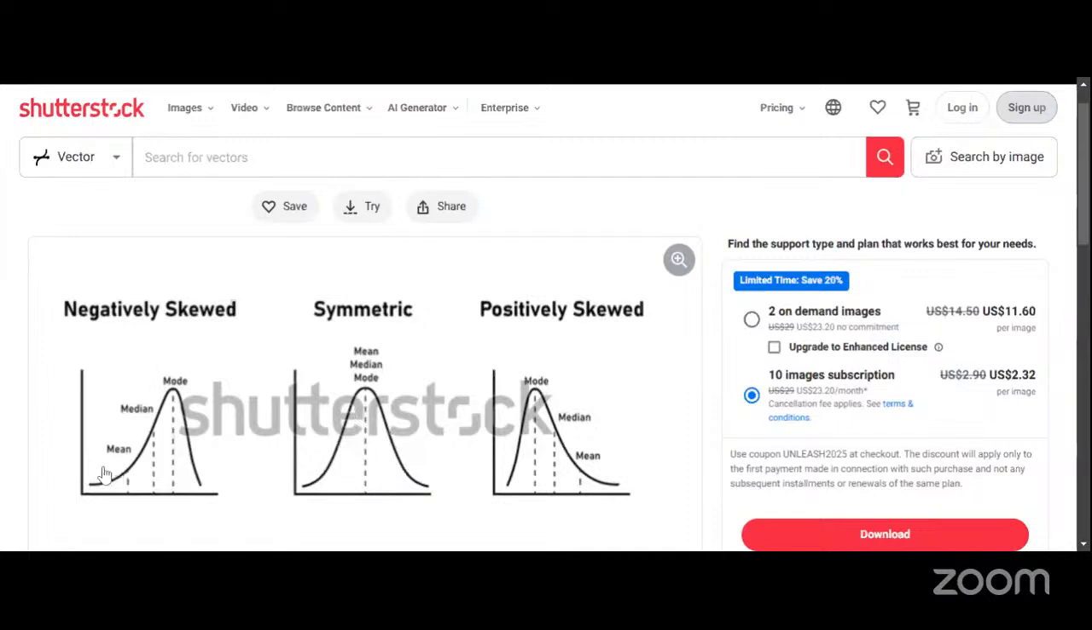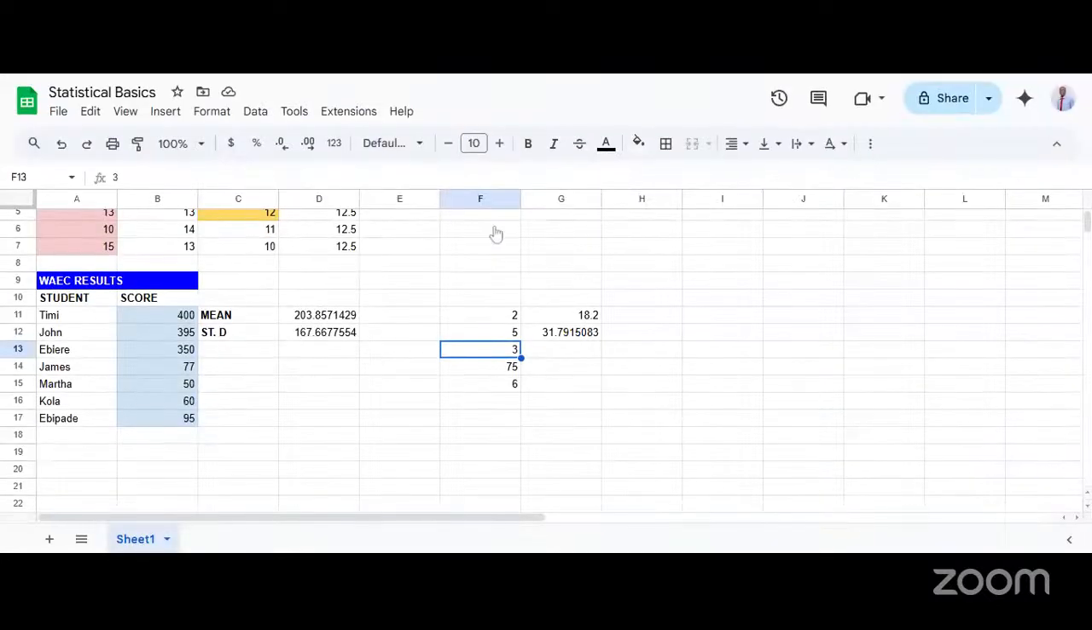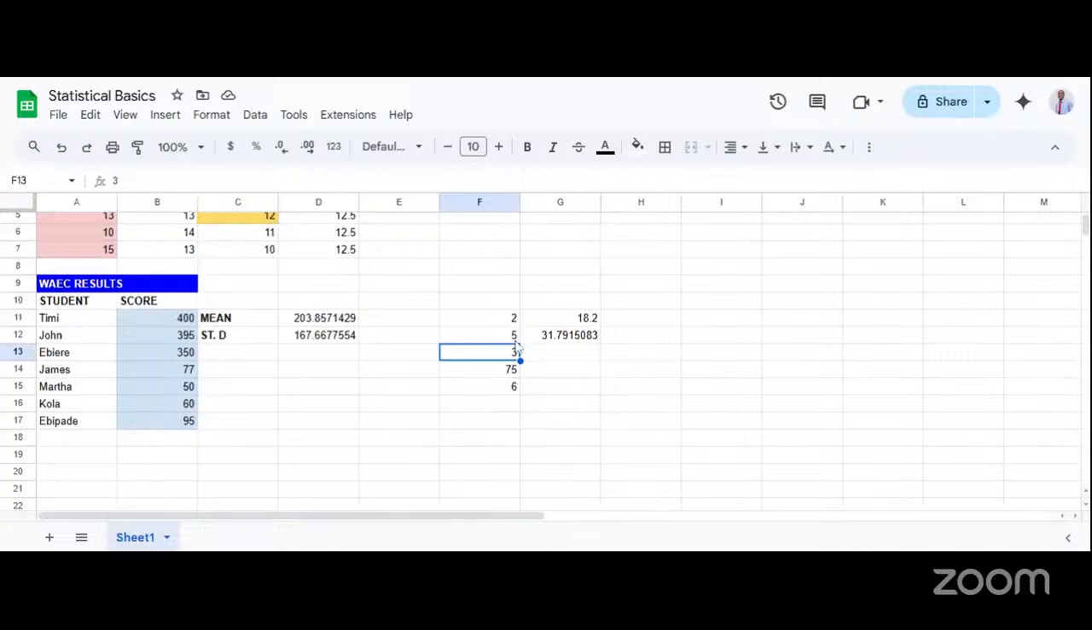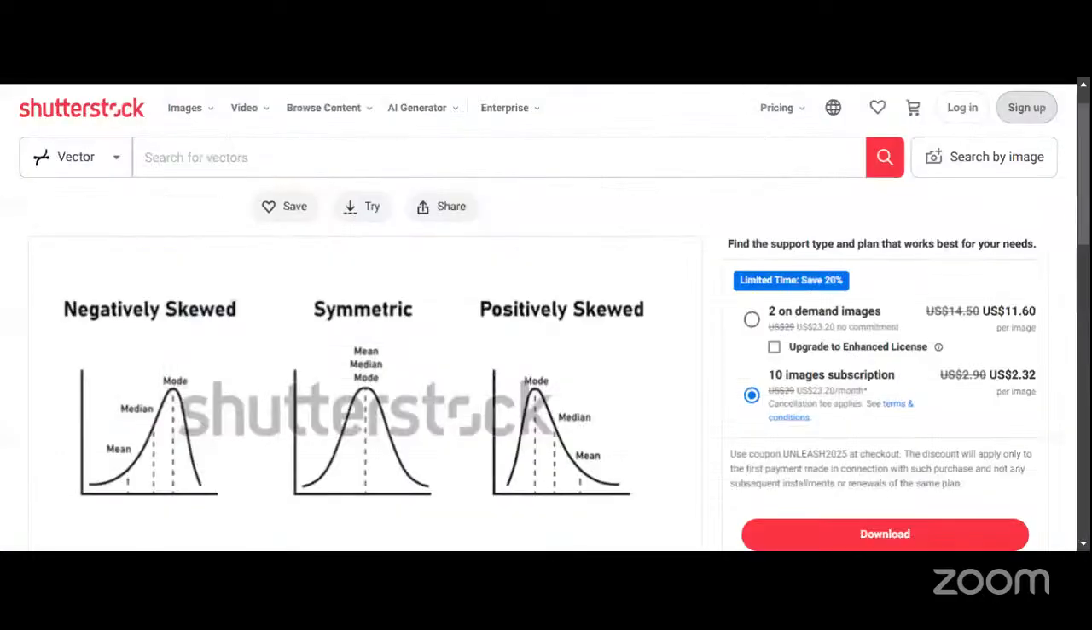Then for example, the values I just gave now: 2, 5, 3, 75, and 6. If this was represented in this graph, we would have a shape like this, the negatively skewed shape. So it's not a perfect bell shape. This one looks like a bell that is placed on a desk.